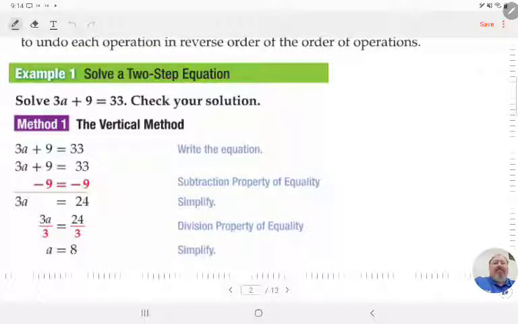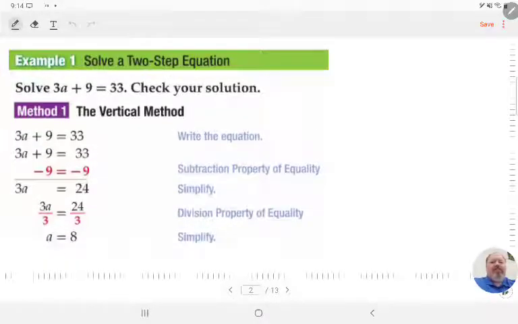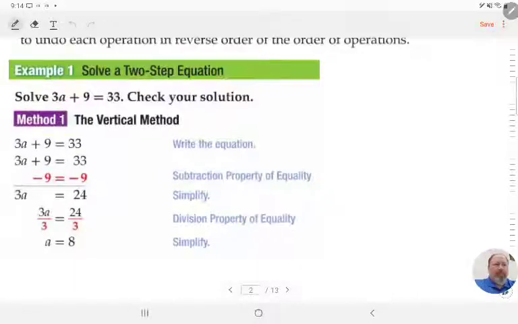So if I have 3a plus 9 equals 33, I do adding and subtracting before multiplication and division. The end goal is to get this a all by itself. So how do I do that? How do I get this a all by itself? The first thing I want to do is any adding or subtraction. Well, I have a plus 9. The opposite of addition is subtraction, so I would subtract 9 from both sides.